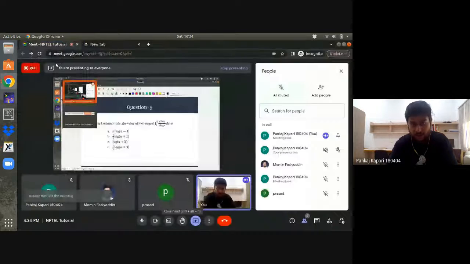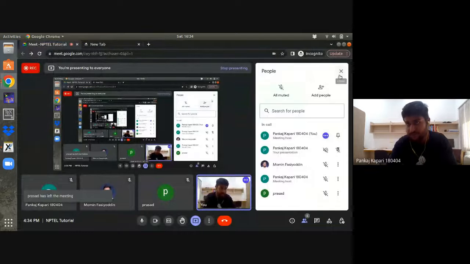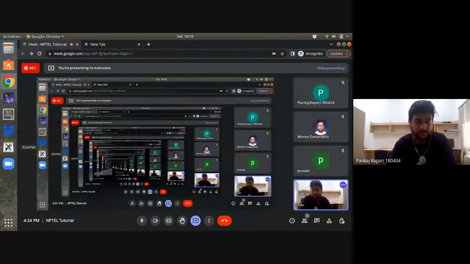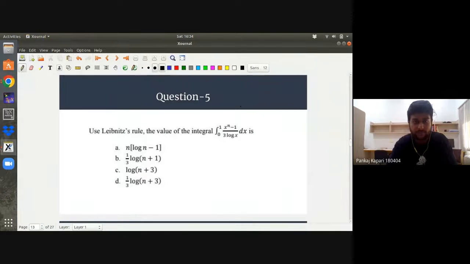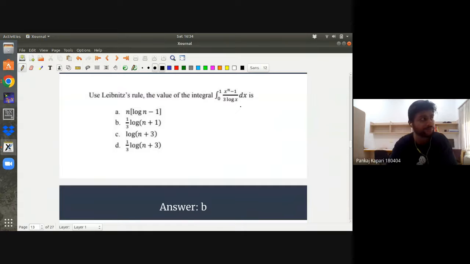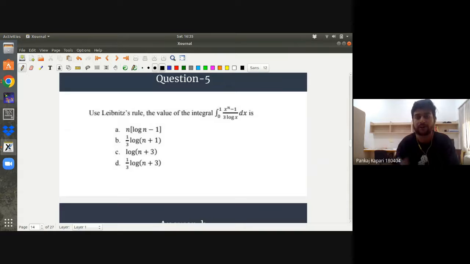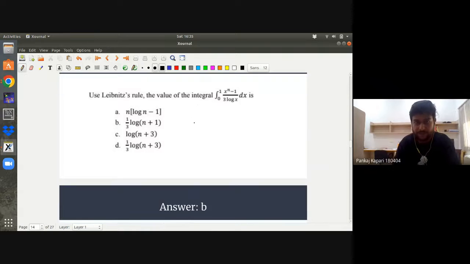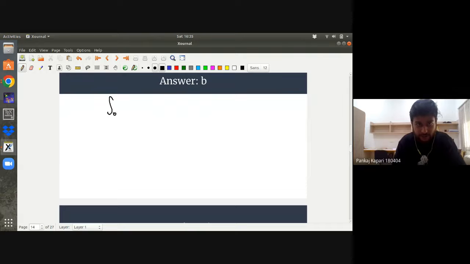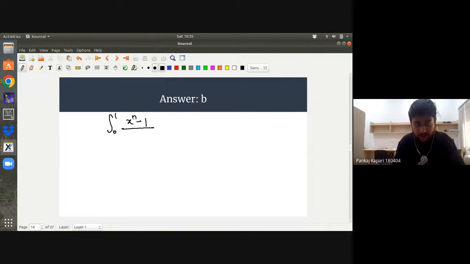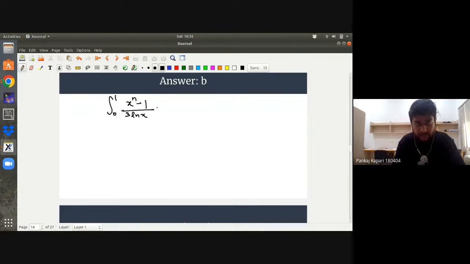Okay, if there are any doubts still here, you can ask. Okay, so if there are no doubts, let's move to the fifth problem, which is again you have to find the value of this improper integral using Leibniz rule. So what is our integral here? This is integral from 0 to 1 x to the power n minus 1 divided by 3 times log x. Okay, so 3 times ln x and dx.